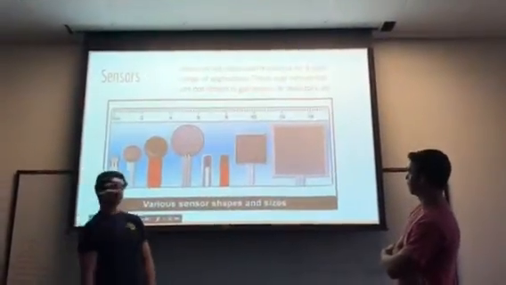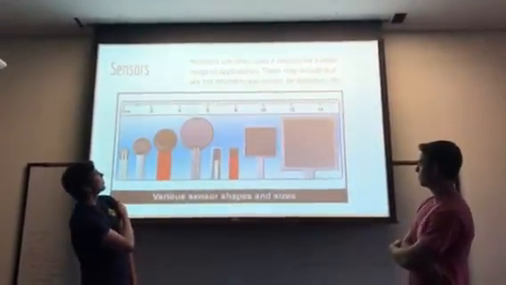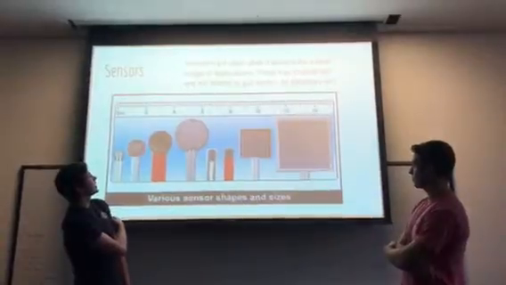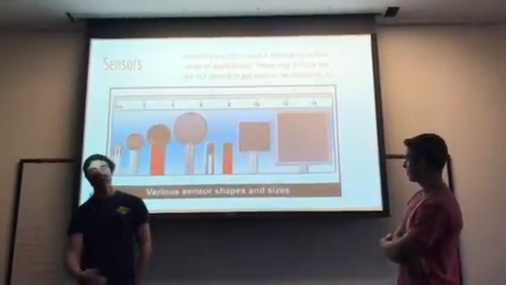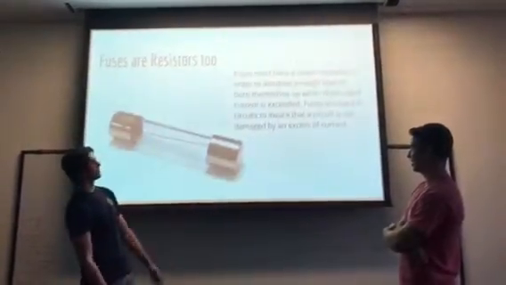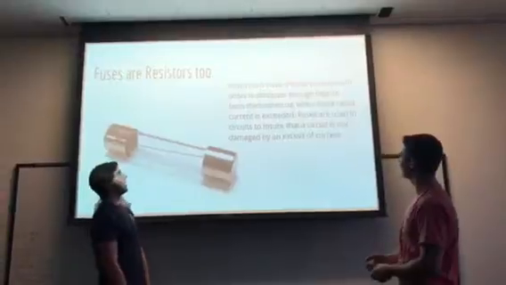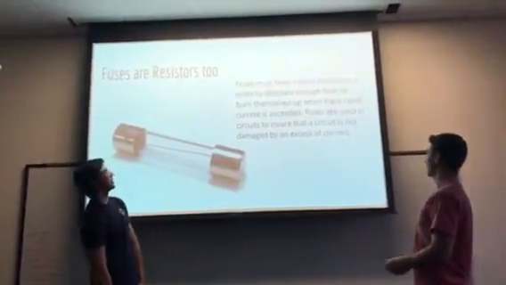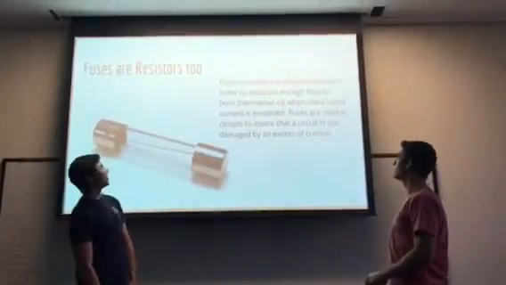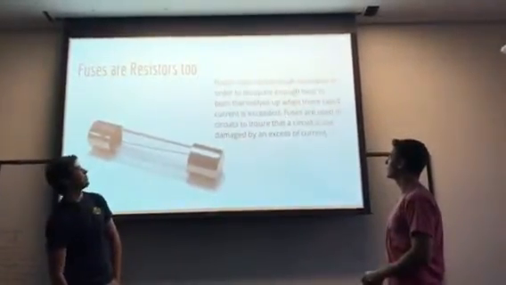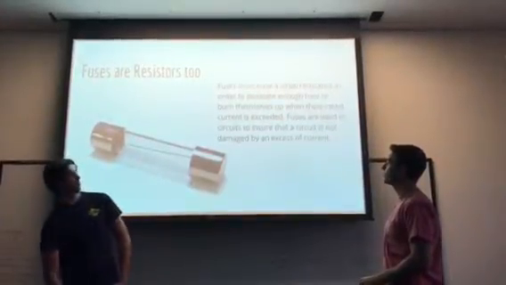Resistors also have applications in a wide variety of things, such as sensors. Resistors can be used in sensors such as gas sensors and lie detectors, but are not limited to. Fuses are resistors as well. Fuses must have a small resistance in them to dissipate enough heat to burn themselves up when their current rate is exceeded. Fuses are used in circuits to ensure that a circuit is not damaged by an excess of current.